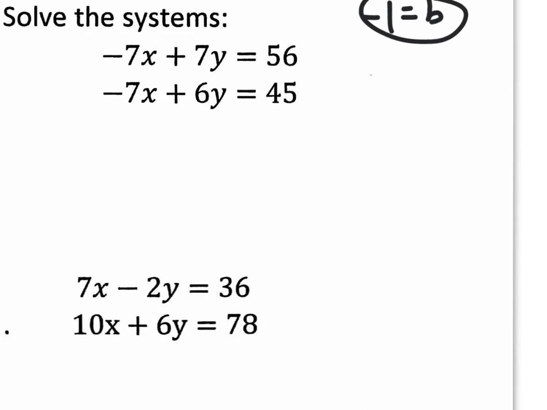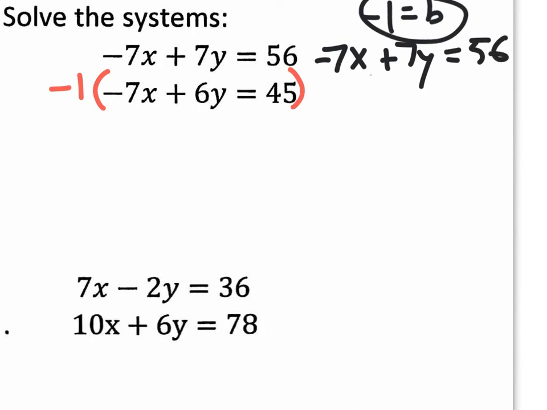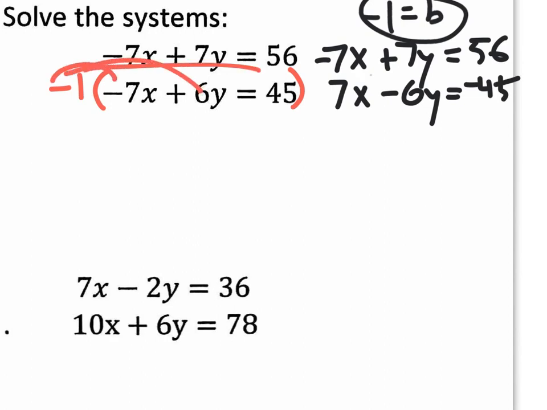So let's change the bottom one, or the top, it doesn't matter. I want to change the bottom one to a +7. So the top one I want to leave the same, -7x plus 7y equals 56. The bottom one, I'm going to distribute the -1 to each one of them. It's going to become +7x, -6y equals -45. Distribute that -1 into each of those terms, and you'll get what we have over here on the side. And now it's ready to combine and cancel.